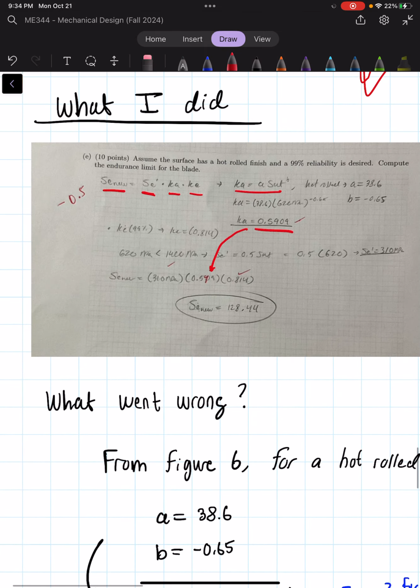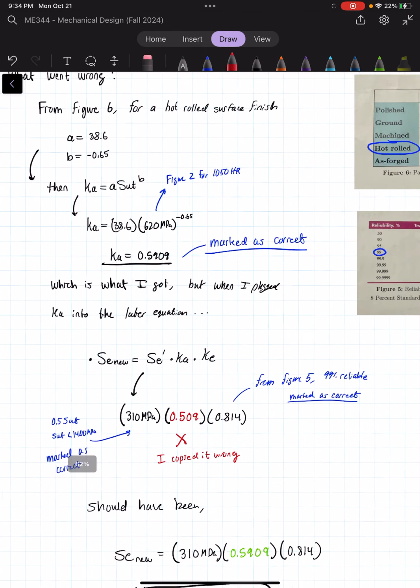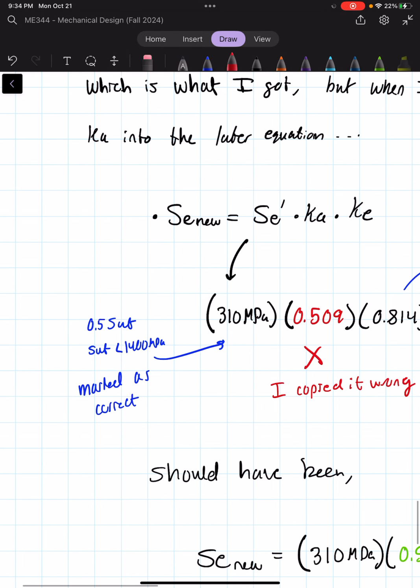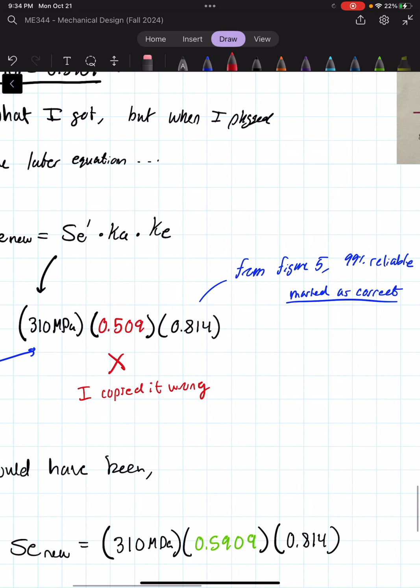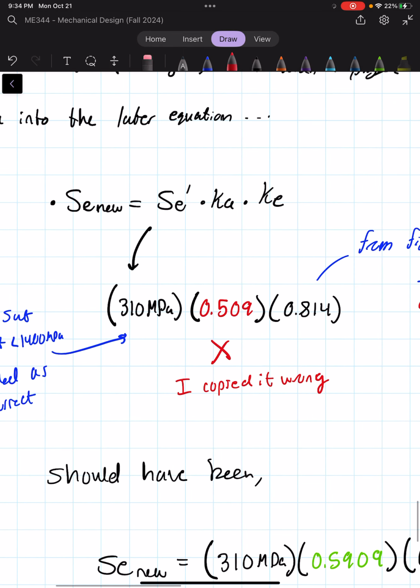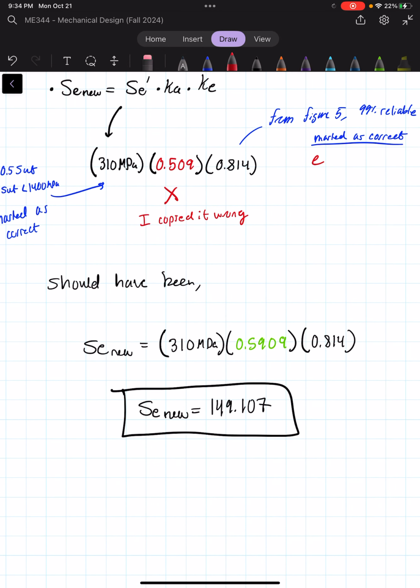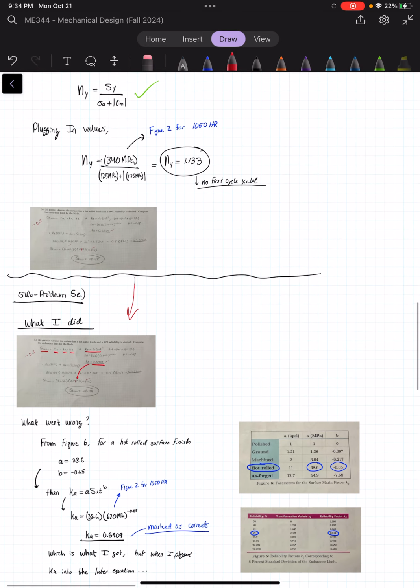The 310 MPa came from 0.5 Sut if Sut is less than 1400 megapascals. Again, that was marked as correct. The Ke came from the table as correct, and then here's the incorrect thing that I wrote initially, and it should have been this instead, and that would have given an Se of 149.107 megapascals. I believe that is everything that I needed to cover.